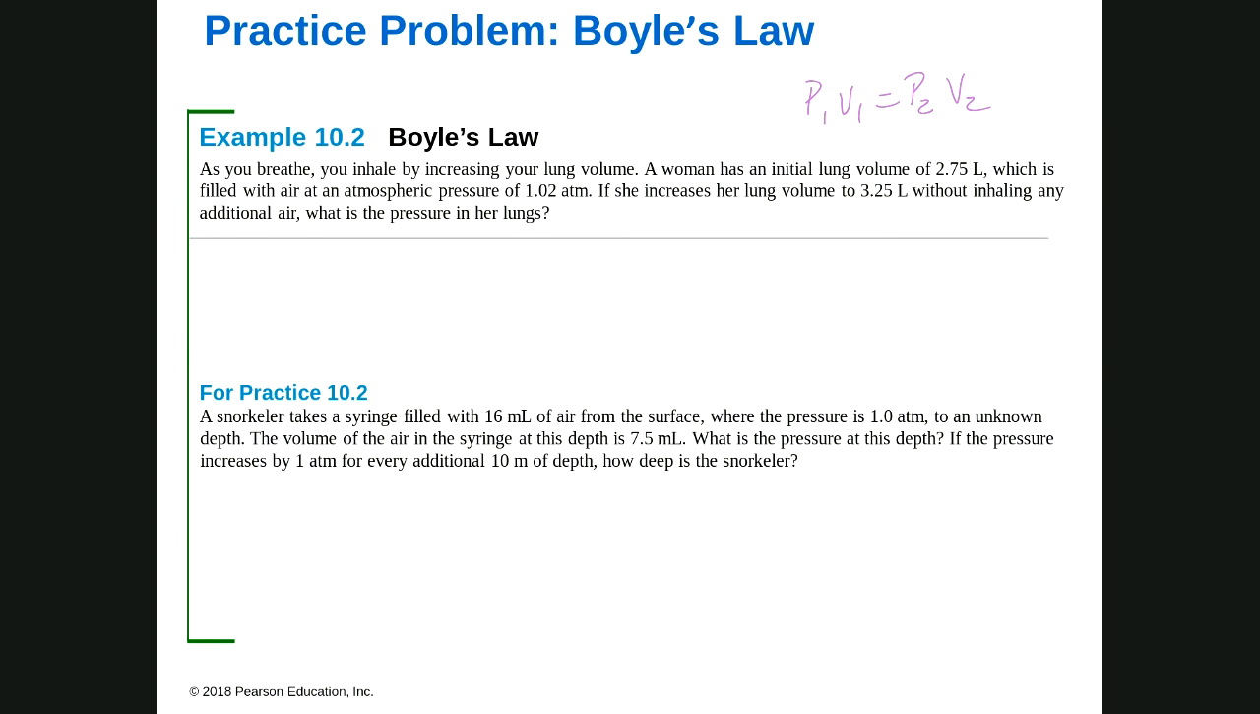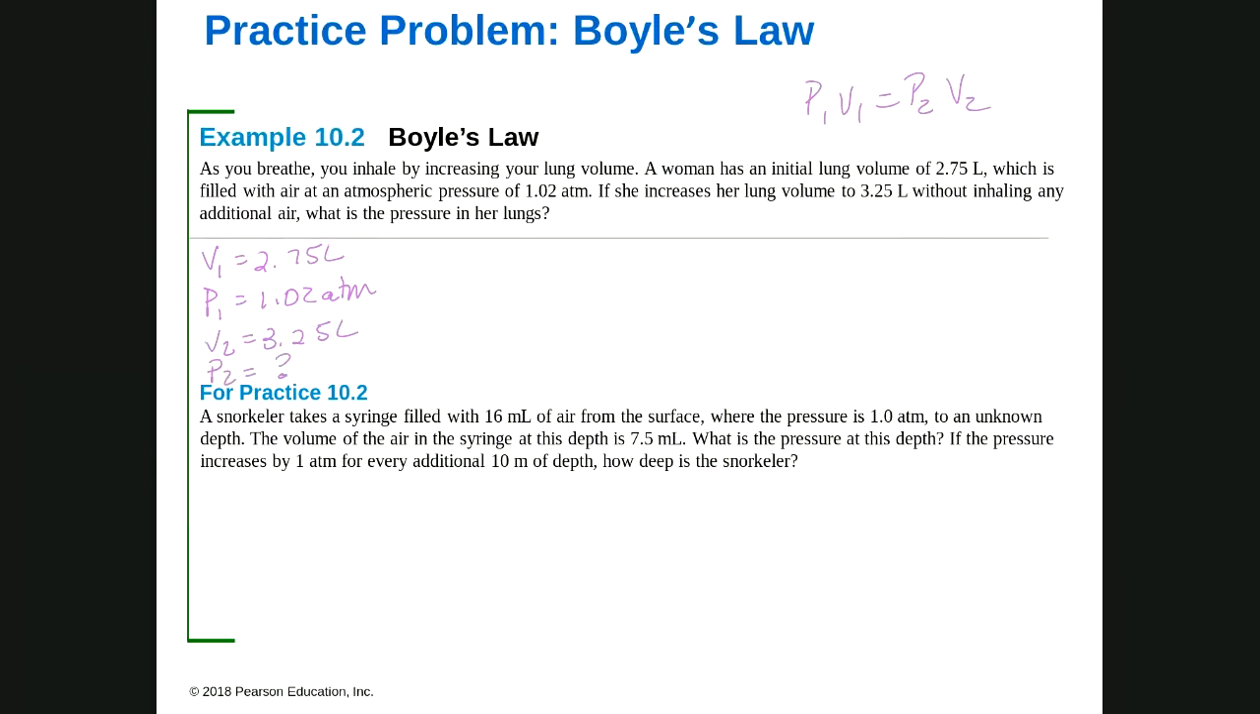So a woman has an initial lung volume of 2.75 liters. That's initial, so I call that V1, 2.75 liters, which is filled with air at an atmospheric pressure. So that's also the first condition, 1.02 atmospheres. If she increases her lung volume to 3.25 liters, so I'm changing the volume, that's the second volume, without inhaling any additional air. What is the pressure in her lungs? What does that pressure change to?